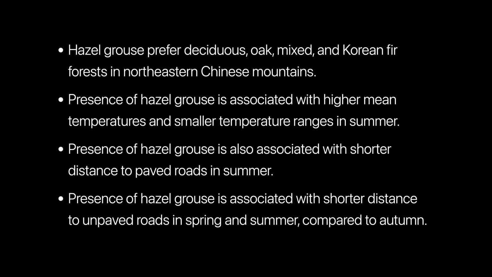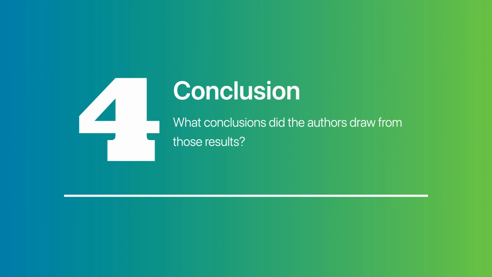3. What were the results? The researchers found that the habitat preference of the hazel grouse in northeastern Chinese mountains was mainly in deciduous forest, oak forest, mixed forest, and Korean fir forest. Additionally, in the summer season, presence recordings of the hazel grouse had significantly higher annual mean temperatures and significantly smaller annual temperature ranges compared to absence recordings. The distance to paved roads in summer was also significantly lower for presence recordings. Finally, the distance to unpaved roads in spring and summer was significantly lower for all presence recordings than in autumn.